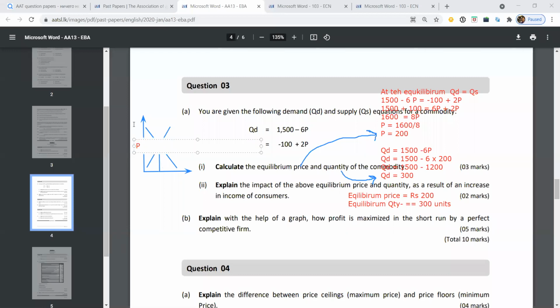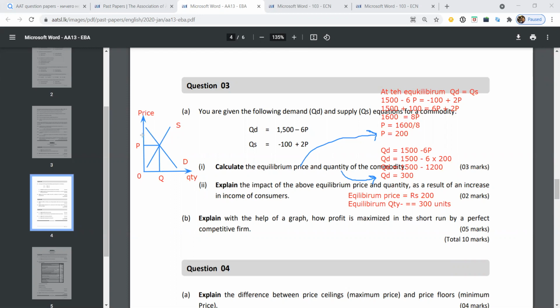P, the price; origin is 0; and the other axis is labeled Q, quantity. So demand curve, supply curve. When the income increases, consumers' income rises, the demand curve shifts to the right.